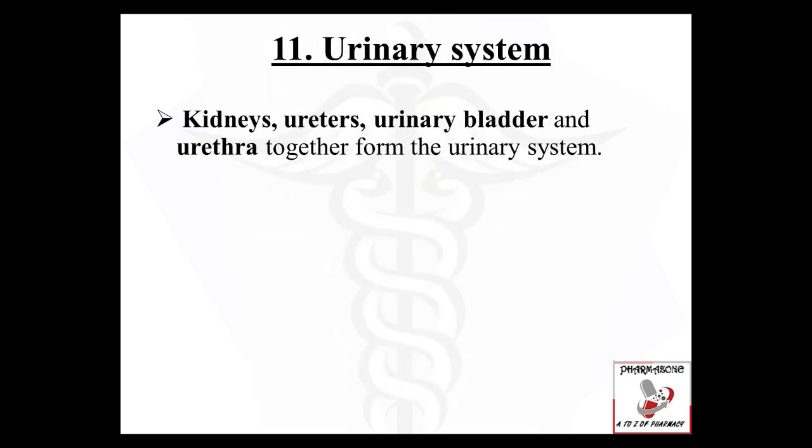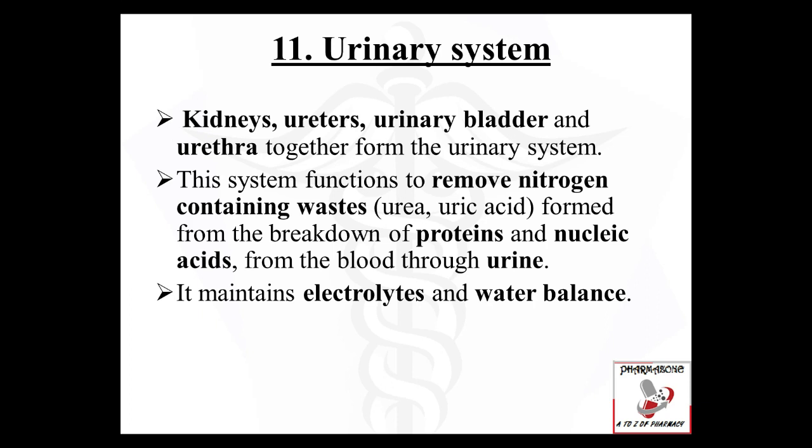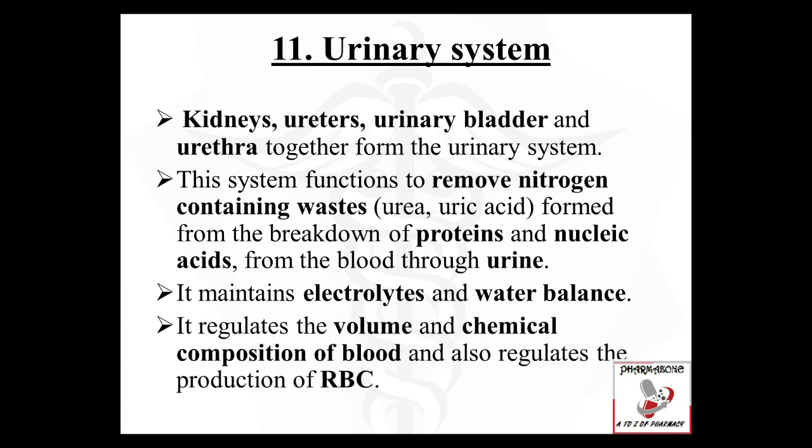The last organ system is the urinary system. Kidneys, ureters, urinary bladder, and urethra together form the urinary system. This system functions to remove nitrogen-containing waste like uric acid and urea formed from the breakdown of proteins and nucleic acids from the blood through urine. It maintains electrolyte and water balance. It regulates the volume and chemical composition of blood and also regulates the production of RBC.